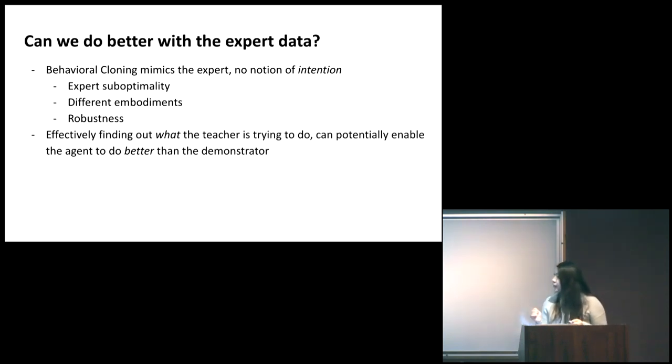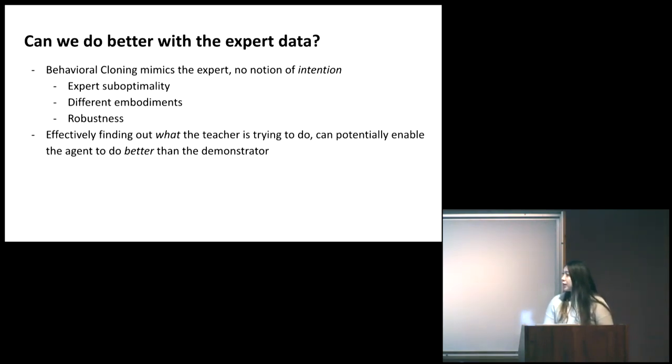So maybe we can see why having an understanding of what the expert is trying to do might be more helpful than just blindly following what we've seen the expert do. In not all cases will we have a perfectly optimal expert, but within this behavioral cloning framework, we don't have any way to account for expert suboptimality. If the expert has a slightly different embodiment and has different actions or a different action space than our robot, we might not even be able to use behavioral cloning. But if we can try to understand what the expert is doing, maybe we can still accomplish similar tasks.